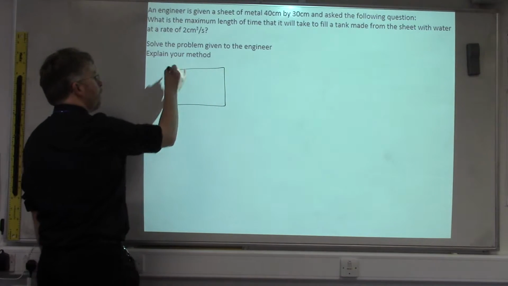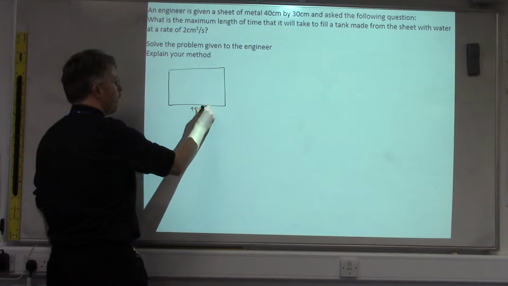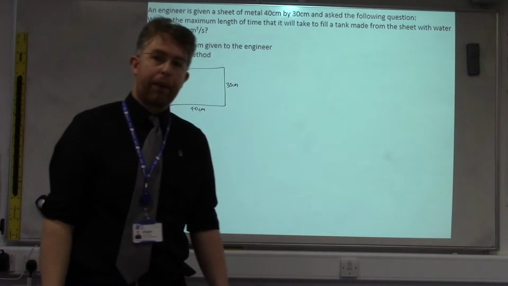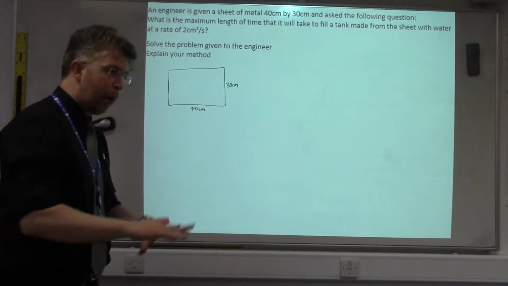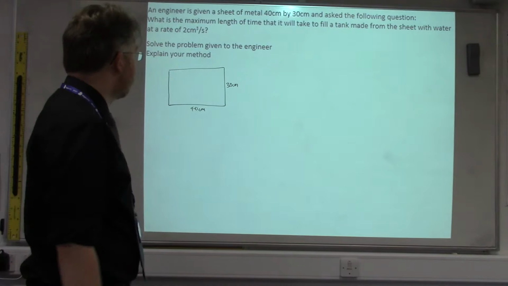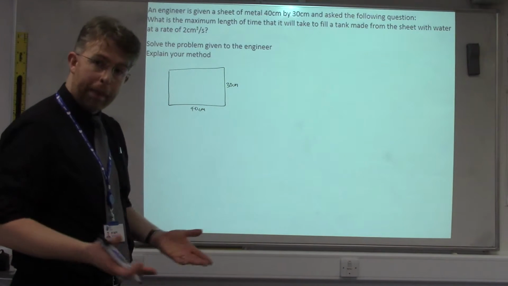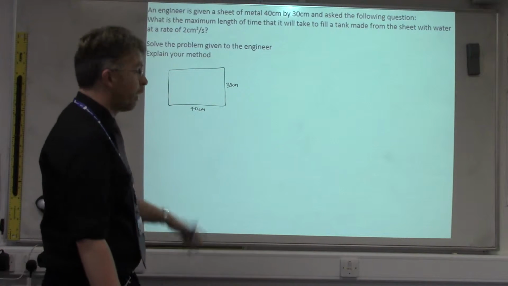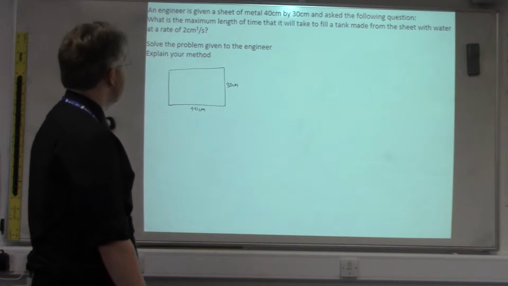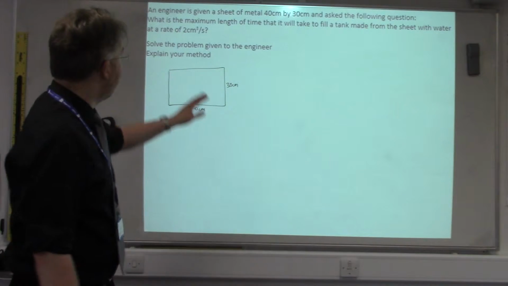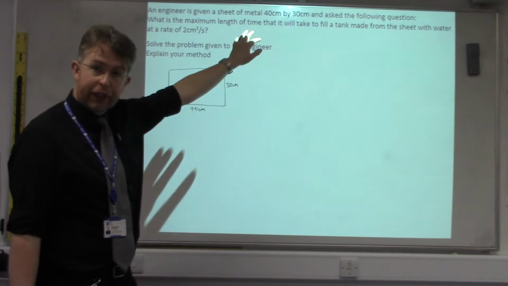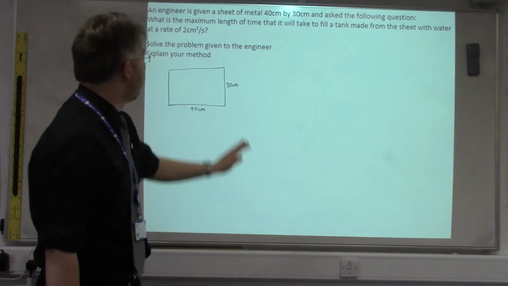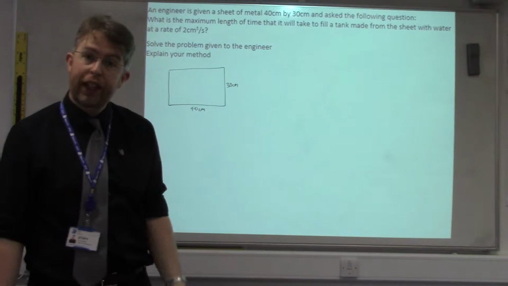So we've got a sheet of metal and it's 40 centimetres by 30 centimetres. And what we want to do is to make a tank from it. So a tank is a cuboid shape but with no top lid, top side. So it's an open box, open cuboid. And we want to fill the tank with water. Now, if we want it to take the maximum length of time to fill it, we're going to need a box with the maximum possible volume because the rate at which we're filling is constant.